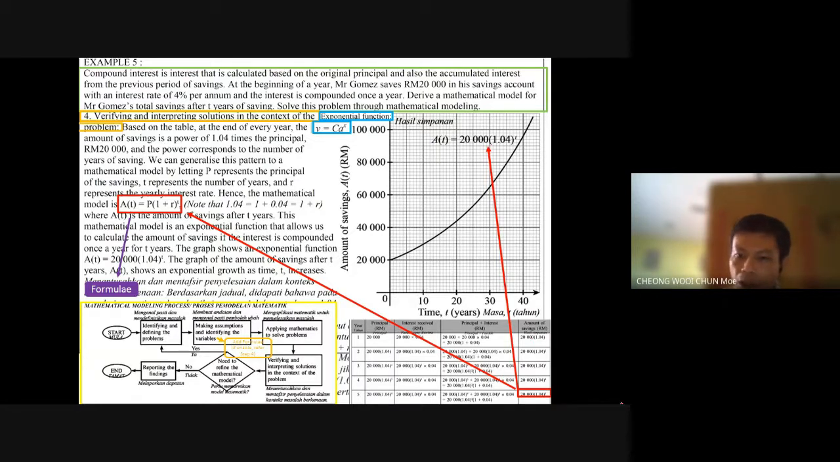If you look here, 20,000, you get 20 point something. This one you multiply, you get 21,000.632. Actually you can create one more table. If you multiply to find the graph, 20,000 times 1.04 power 5 is 24,333. So it's not a big difference, and you can't see the graph.